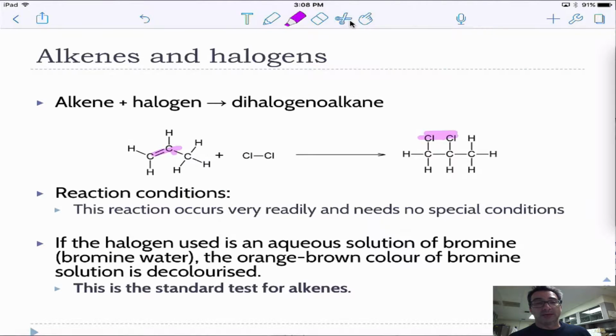Something interesting about testing for alkenes is using bromine water. Bromine water has this brownish orange color to it. And when you put this bromine water in the presence of an alkene, it changes from the brown orange color to a colorless solution. This is the test for alkenes. If you had a substance that you wanted to test, you would add some bromine water to it. And if the bromine water changed from brown orange to colorless, you would know that you had an alkene.